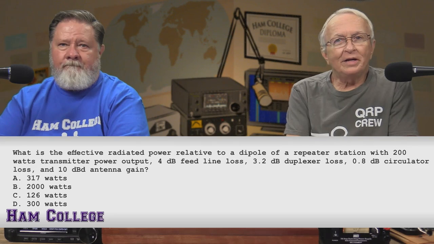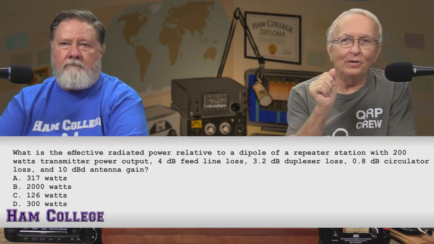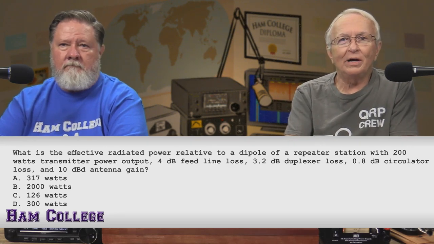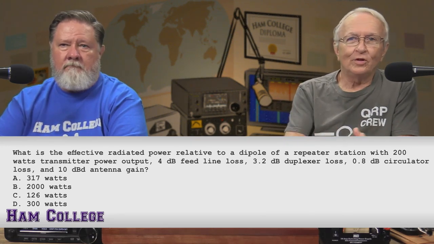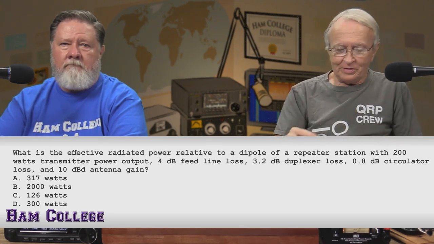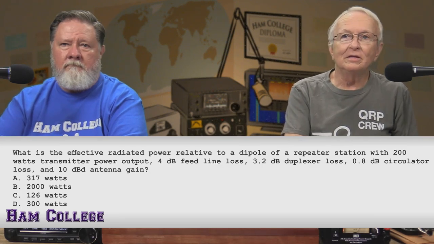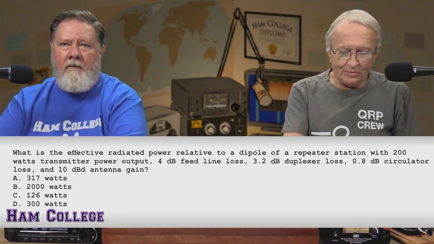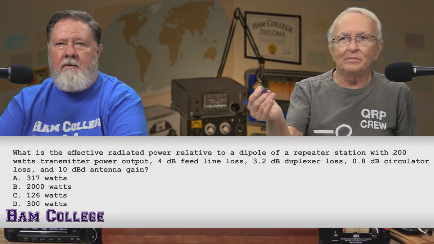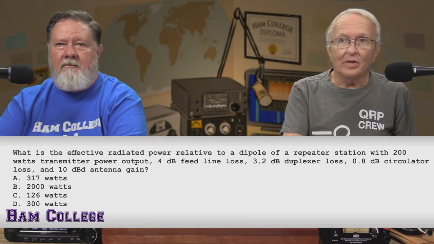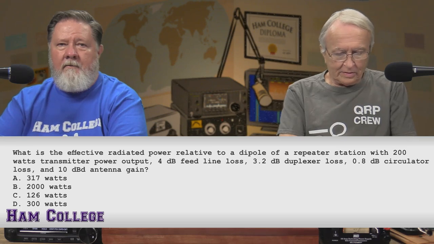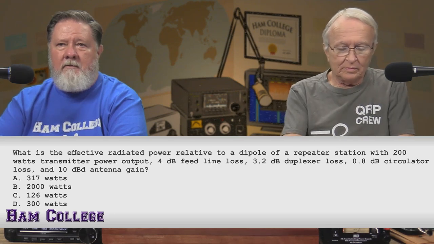What is the effective radiated power relative to a dipole of a repeater station with 200 watts transmitter power output, same difference. I've got 4 dB of feed line loss. I've got duplexer loss of 3.2 dB, so that's 7.2. I've got 0.8 of circulator loss. So then 10 dB of gain.